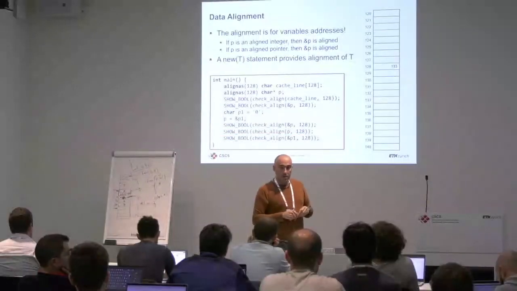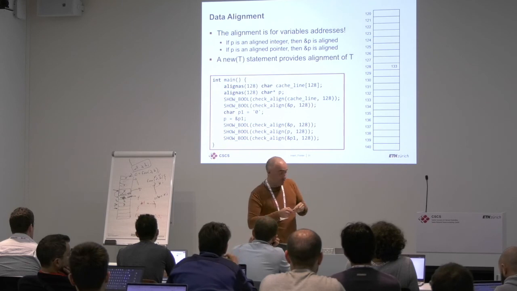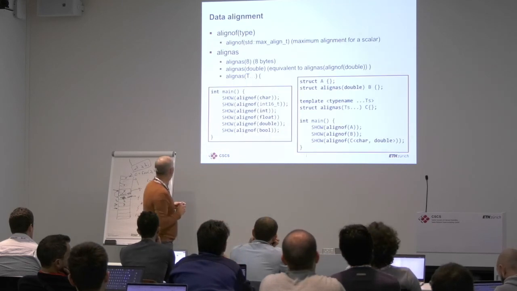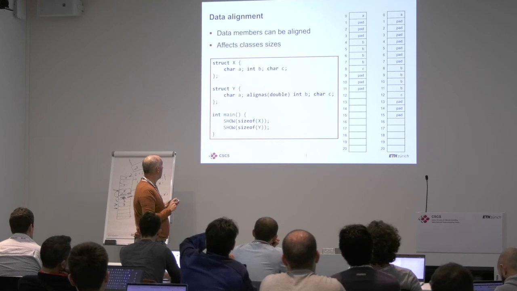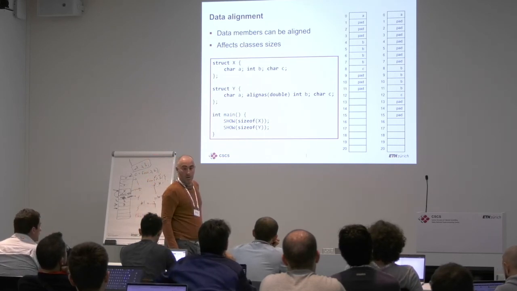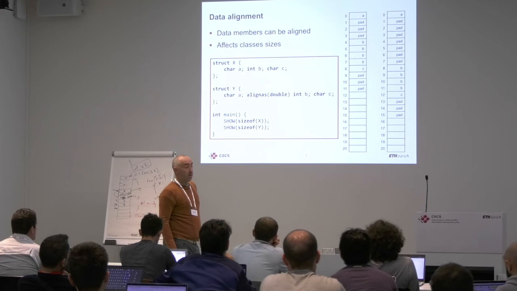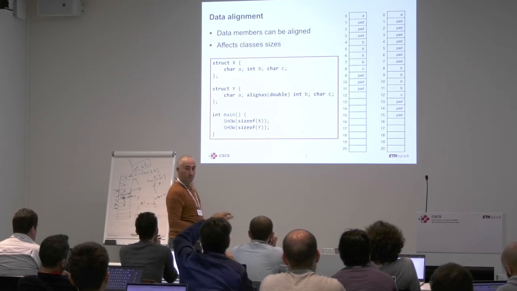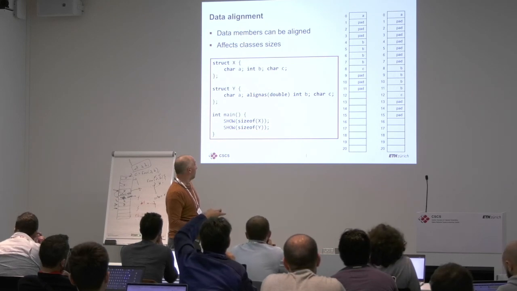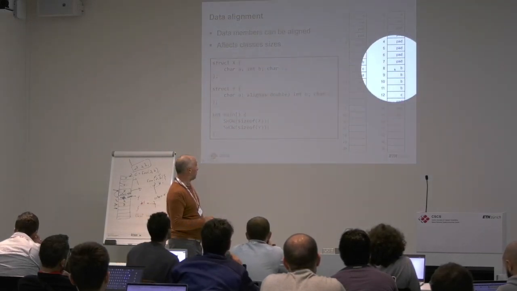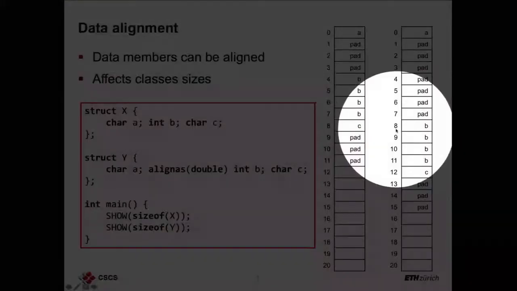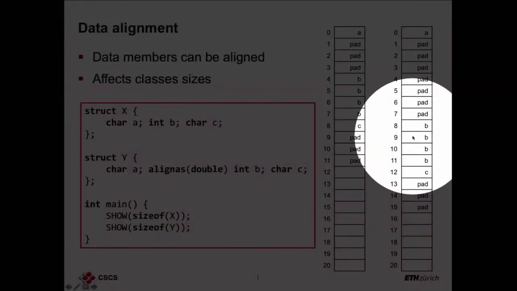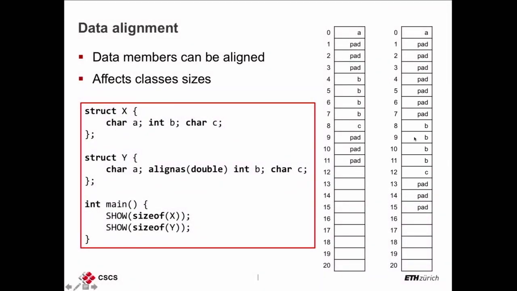Yeah? Can you go back? I don't understand why, if you say align B as double, why you don't have A, the same A, pad, and then B, and then more pads at the end of B, not at the end of A. No, because it's B which is aligned, so the address of B must be a multiple of 8. So when B starts at an address which is a multiple of 8.